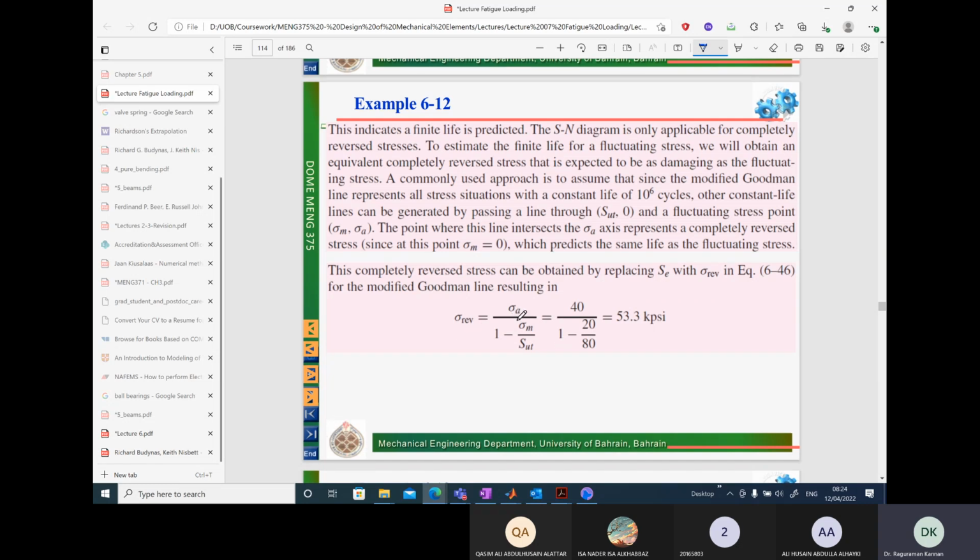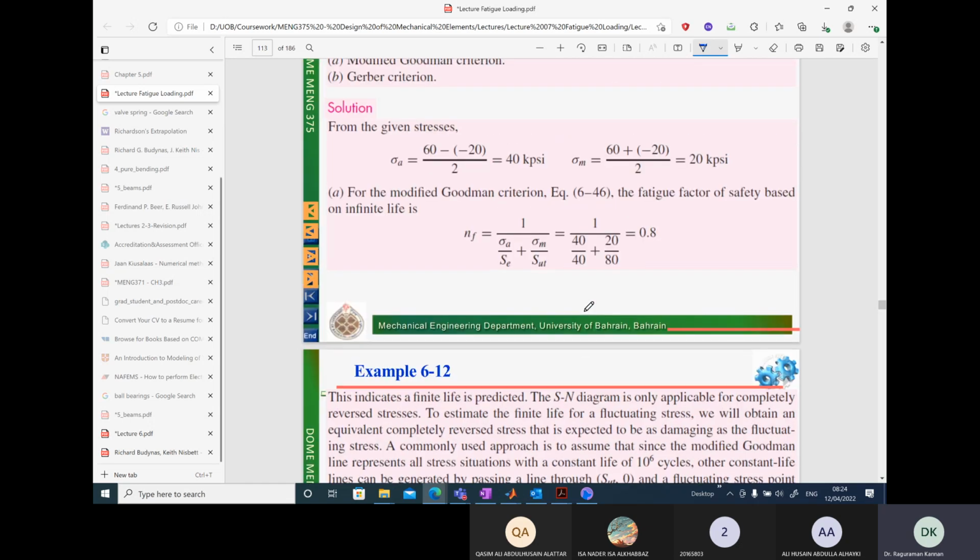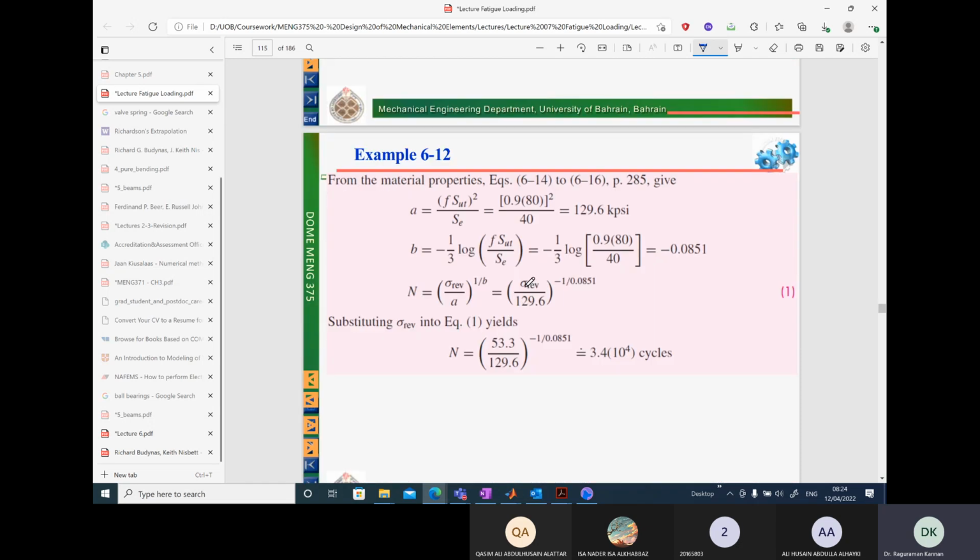For example, using the Goodman equation, we find the equivalent reversible load, and then using the A and B values, we substitute and find the number of cycles to failure. Okay, so this is for ductile materials. Now we have seen four different equations: Goodman, Gerber, Soderberg, and ASME elliptic. So these were the four different equations.